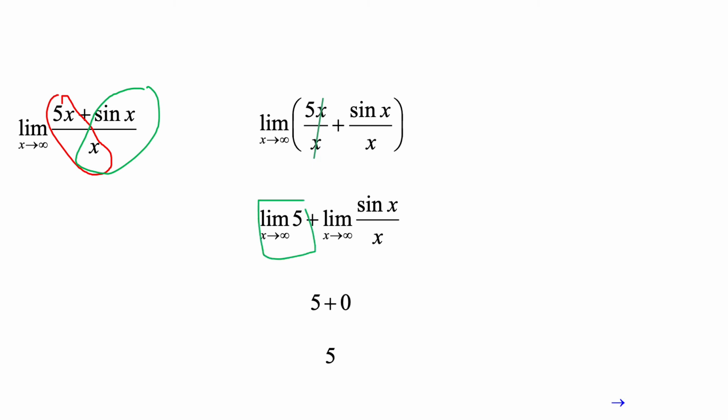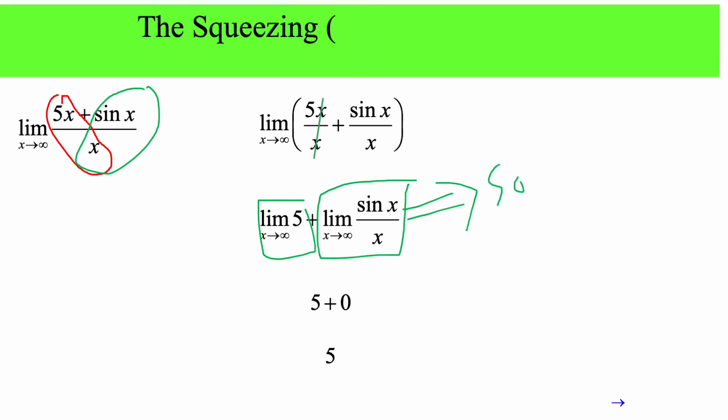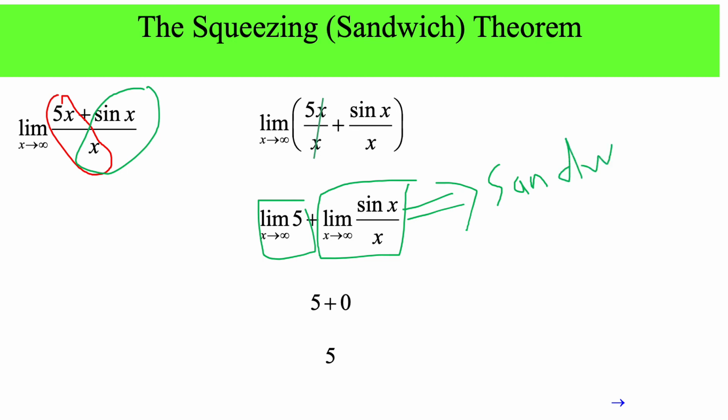But the second one is the limit of sine x over x. This we know from the first example. By using the sandwich theorem, we get, if you remember, equal to 0. And the limit of 5 is 5. So the answer, 5 plus 0, is 5. So this is what we got by a different method.